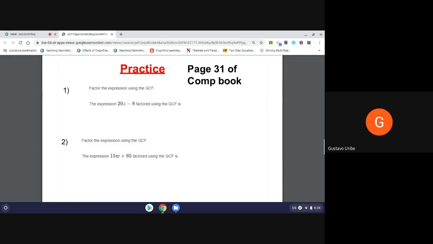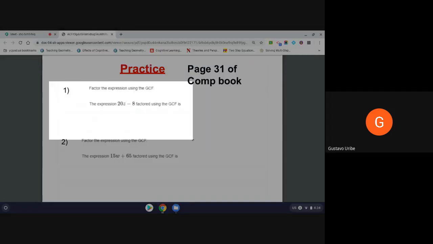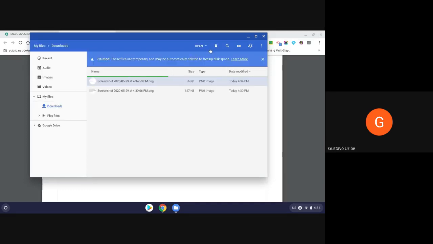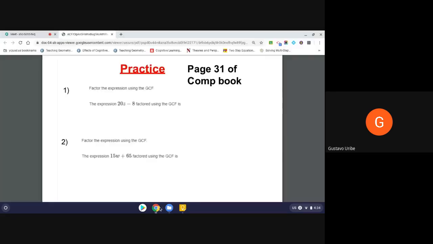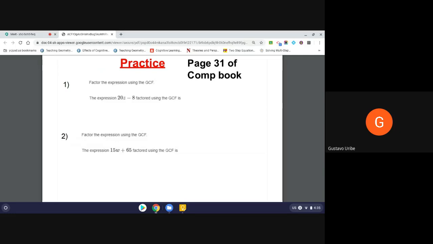Okay, so let's go ahead and try these 2 examples. Starting with factor the expression using the GCF. The expression 20z minus 8 factored using the GCF is, so it's saying we find the GCF and then we factor it. Go ahead and try it on your own using this as an example, and then we're going to see if we get the same answers. You can go ahead and pause the video, try it with people at your table, and see if we get the same thing. When you're ready to double check it, go ahead and unpause it and finish watching the rest of this.